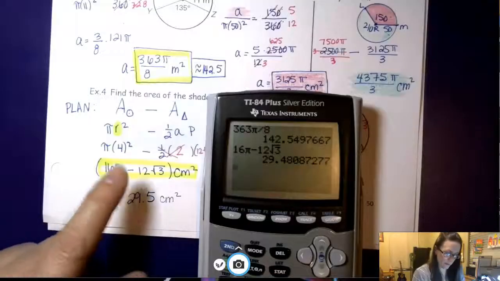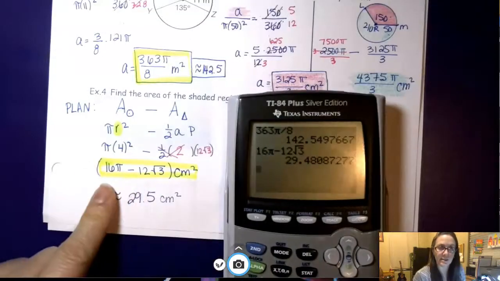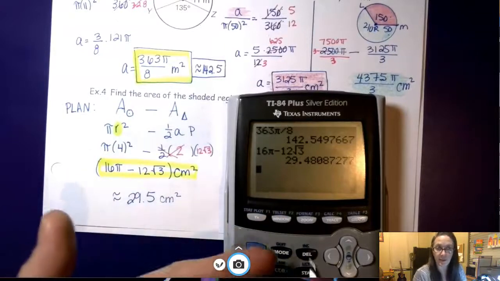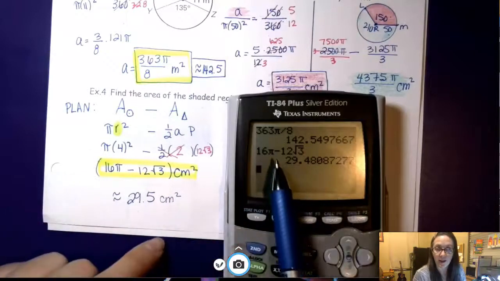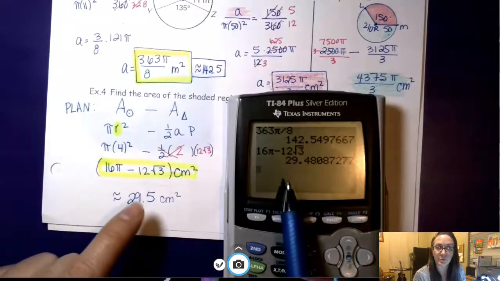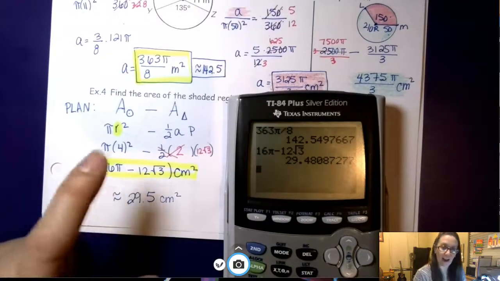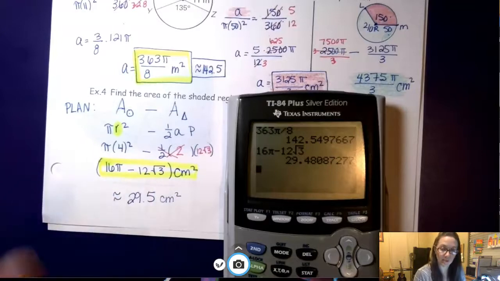Again, I believe the preferred answer is here in yellow, 16 pi minus 12 root 3, but some calculators you can put it in completely using the pi symbol. I ended up with 29.5. So again, just so you can check, but I think this is the preferred answer. Keep that in mind. Okay, we're going to go to the next page.